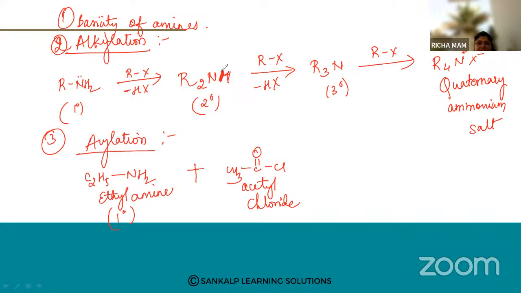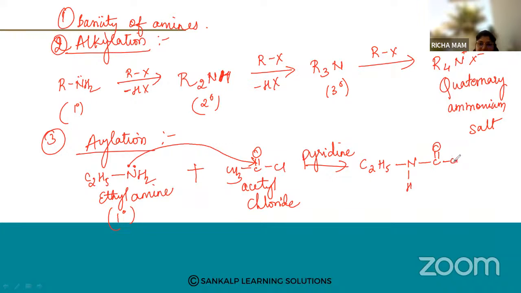So what are we going to get now? We take ethylamine and react it with acetyl chloride in the presence of pyridine. Pyridine is a base. The lone pair of electrons on the nitrogen will attack the carbonyl carbon. So we get C2H5NH, where one hydrogen atom is replaced by the acetyl group, and HCl.